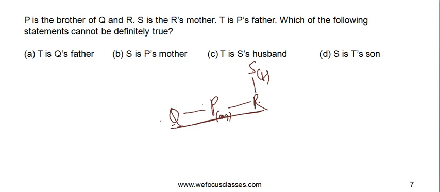So S is the mother of Q. S is the mother of P also. T is P's father. So T is P's father. And these three are siblings. Q, P, R are siblings. And this father is T. So it's now confirmed that S is the mother and T is the father. So these two are married.